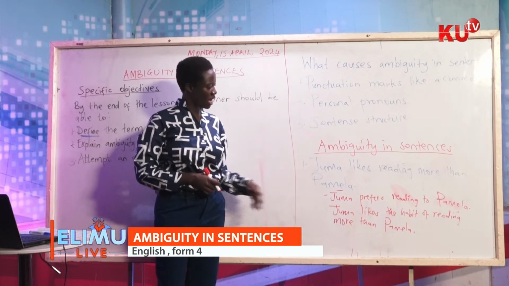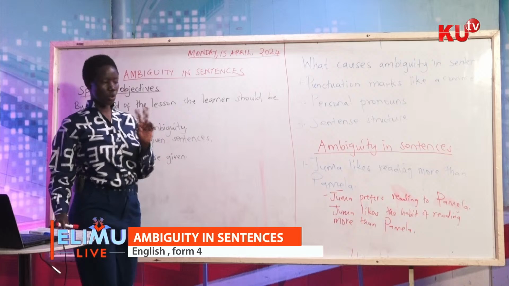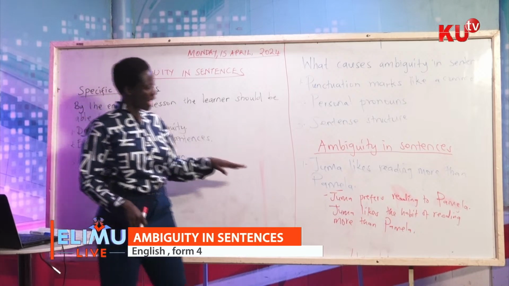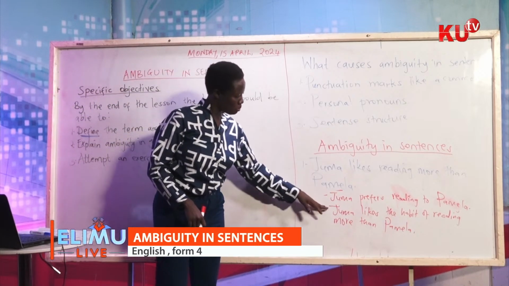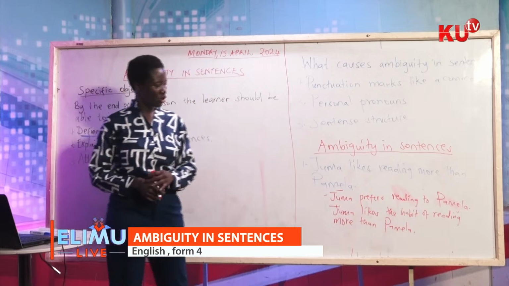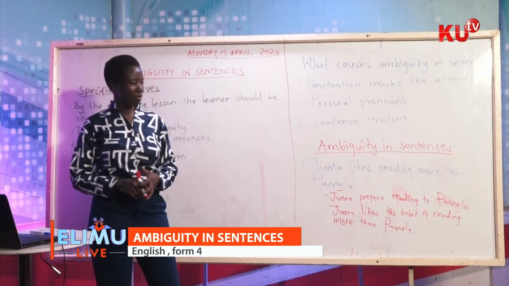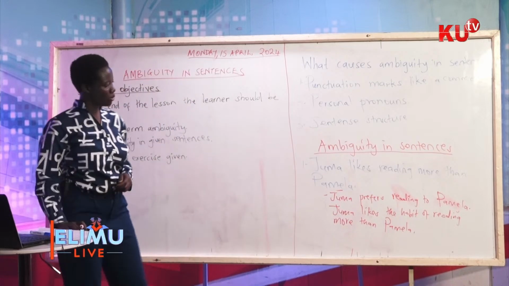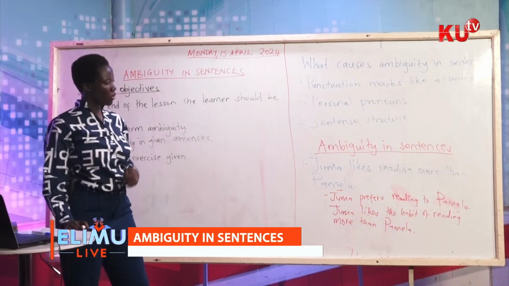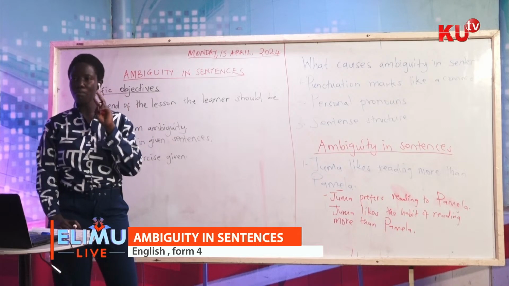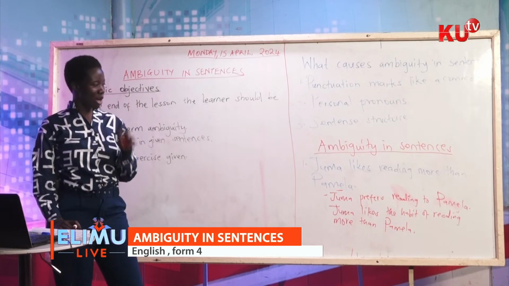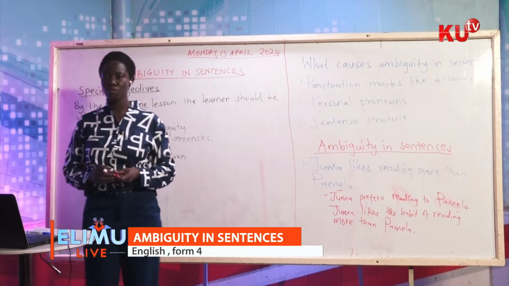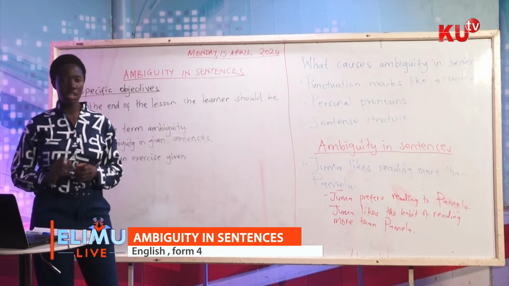We have Juma, and then we have Pamela. So these are two different people. And of the two, it is Juma who likes the habit of reading more than Pamela. So Juma likes the habit. To remove ambiguity in these two sentences, you have to give out the two meanings of the sentence perfectly, so that whoever is getting the sentence will not be confused.